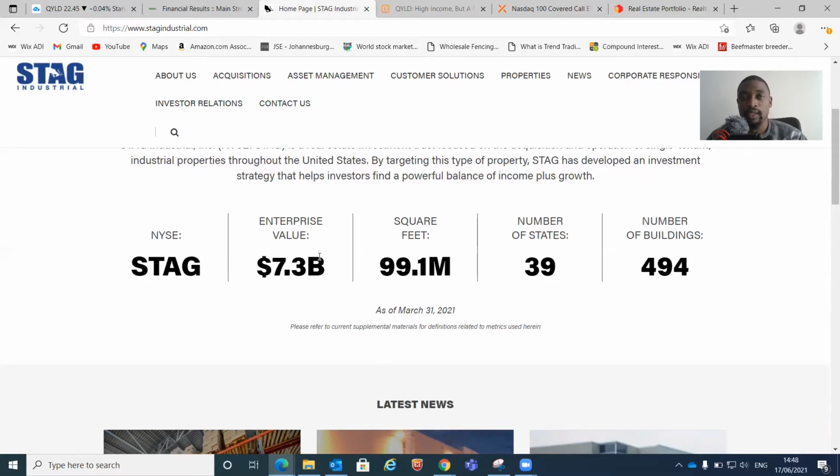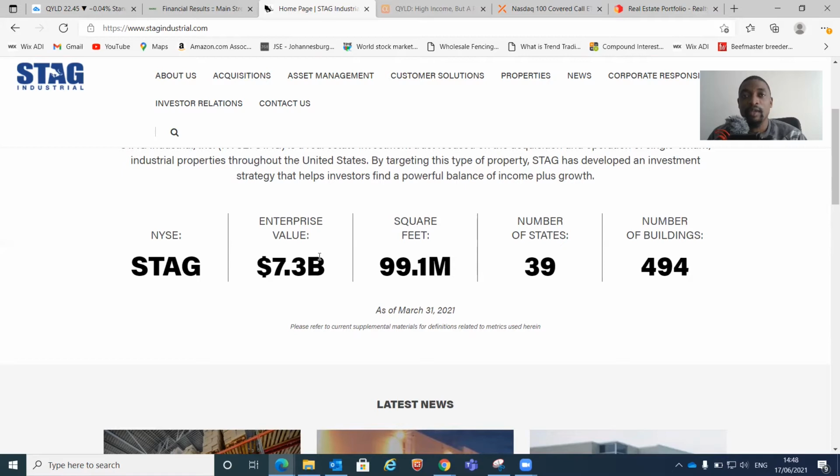For them to retain the real estate investment trust status, they need to pass a certain portion of the income to the investors. The investors will then pay tax. The company itself, as far as I know, does not pay dividend tax because they pass that dividend to the investor. Then the investor in South Africa has to pay that 20% dividend withholding tax.